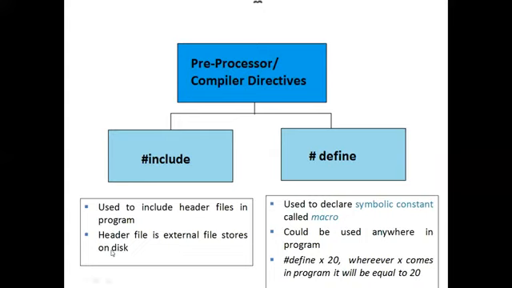As we have seen, a header file is an external file which is stored on the disk, and because it is added at the top, it is called the header file. We are including this with our program. We want the compiler to also include these files with our program. Therefore, #include is used. The second is #define. The #define is used to declare a symbolic constant.